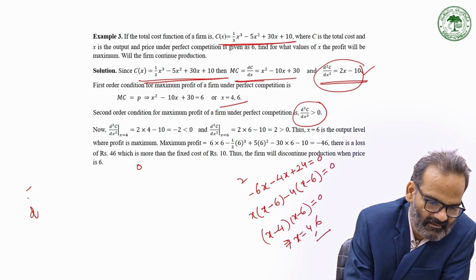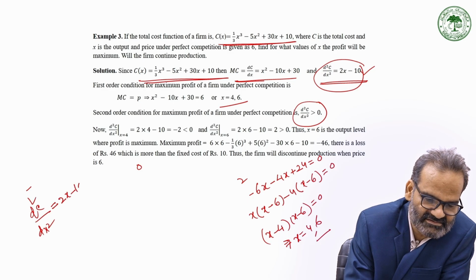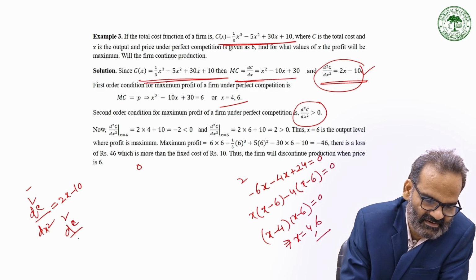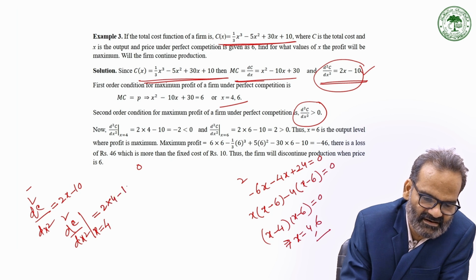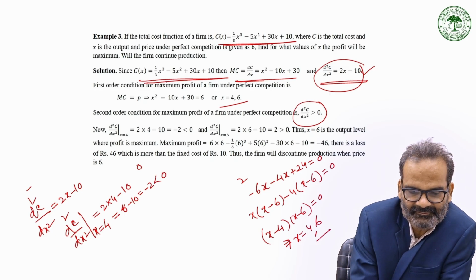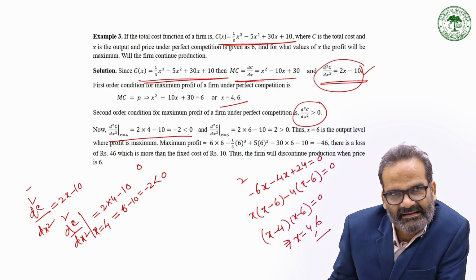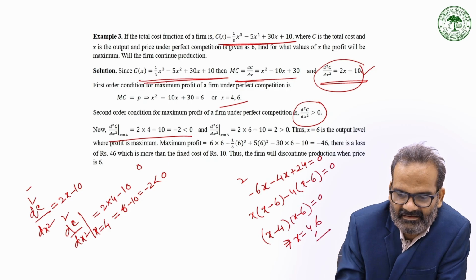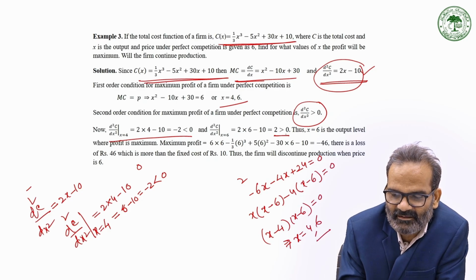d square c divided by dx square is equal to 2x minus 10, and your stationary points are what? 4 and 6. So see, the value of d square c by dx square at the point x equals 4, first point, is what? 2 into 4 minus 10, that is 8 minus 10. This is equal to minus 2, and this is negative. So the second derivative at x equals 4 is coming out to be negative, and at x equals 6 it is coming out to be positive.